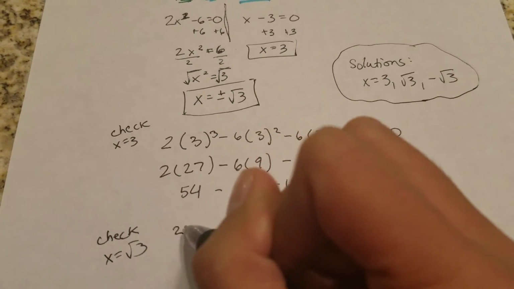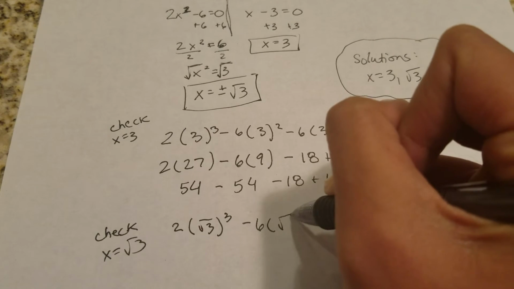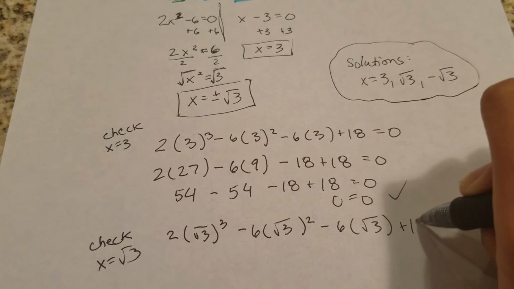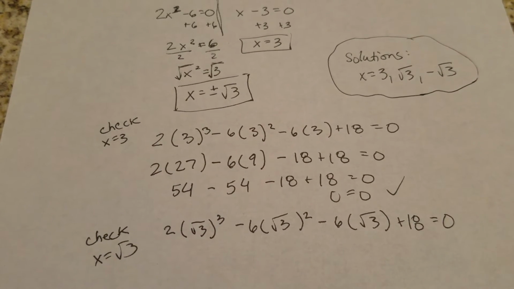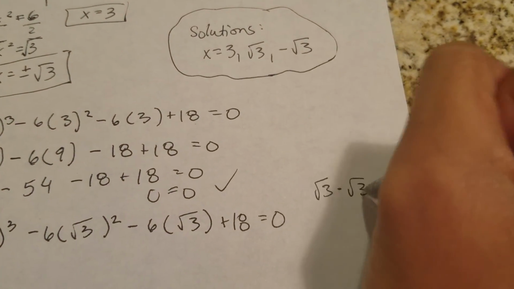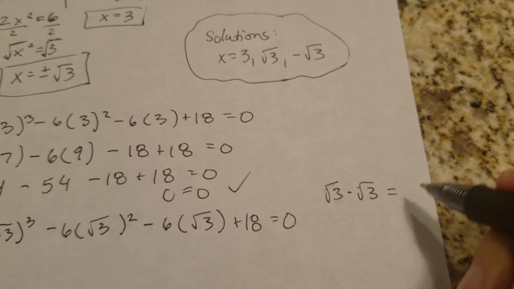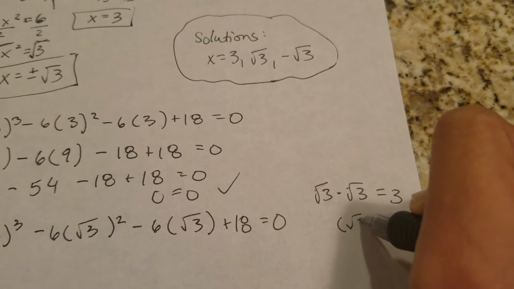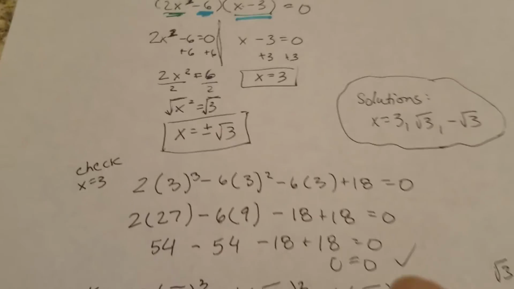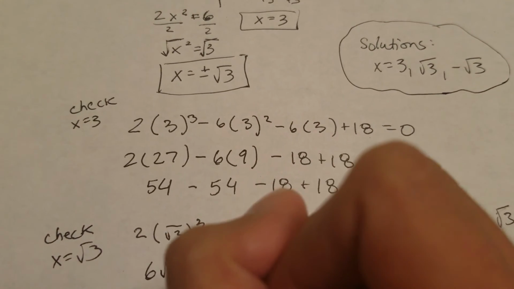So again, same thing. 2 times root 3 to the third minus 6 times root 3 squared minus 6 times root 3 plus 18 equals 0. A little side note here: remember, two roots multiplied together, it's like the roots going away. It's root 3 squared, which equals 3. Square it and the squared cancel out. So I basically have 2 times 3, which is 6, and then also another root 3. So that's 6 root 3.